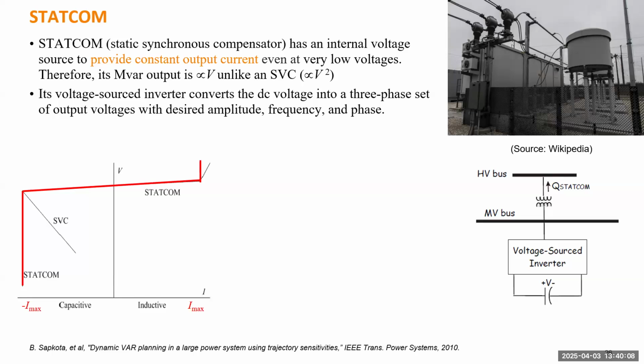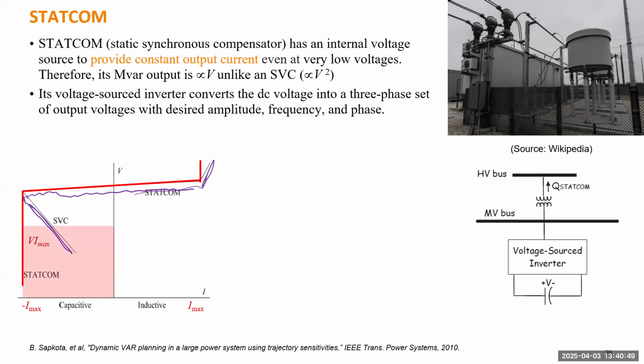Okay, so to compare with SVC, let me highlight, maybe use a different color. So this is SVC, right? We already explained this one. Within the operation region, it will maintain the voltage flat, but out of the region, it will downgrade to a shunt capacitor. The reactive power will change as a quadratic function of voltage. But because STATCOM can maintain constant current at the limit, it will give you more reactive power.